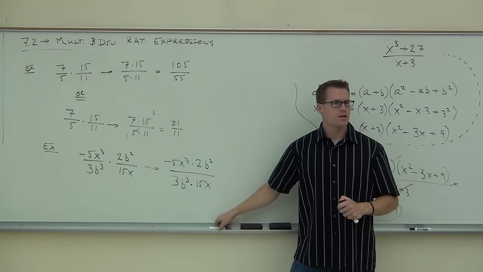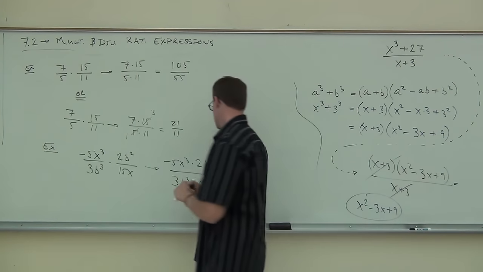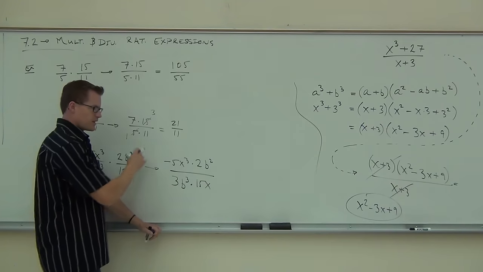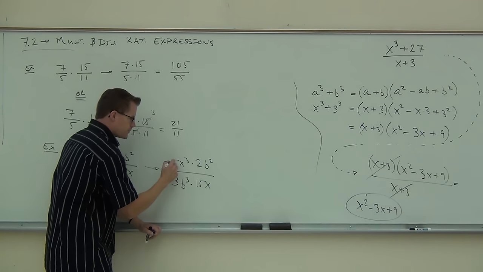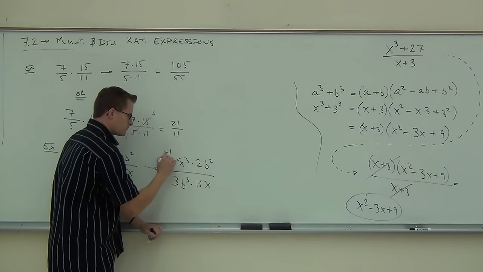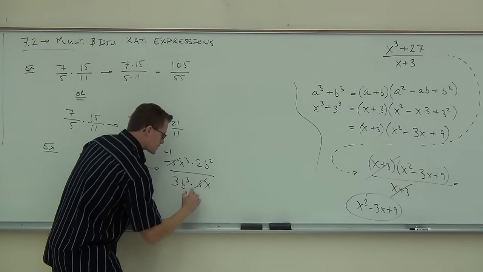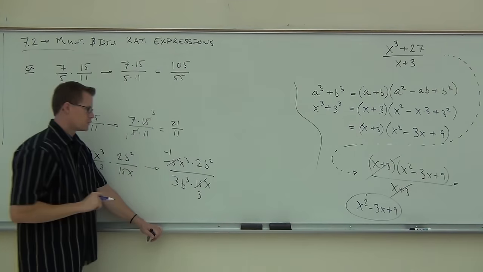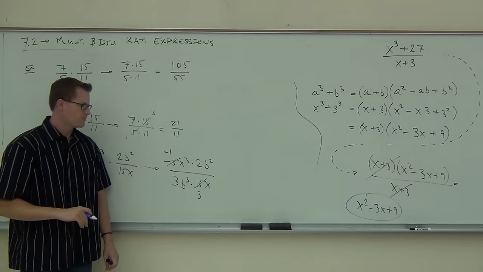What was the numbers you said? 5. Okay. So we're going to simplify like you would up here. The 5, negative 5 becomes a what now? 1. Yeah, don't forget about the negative, negative 1. And this 15 becomes? 3. And we're dividing by 5, remember.